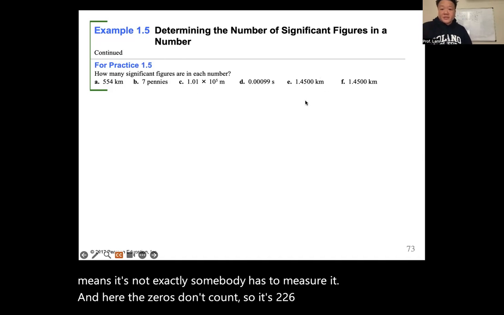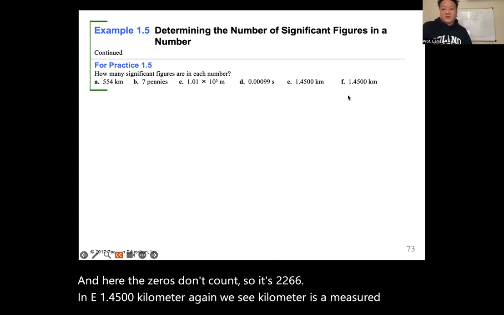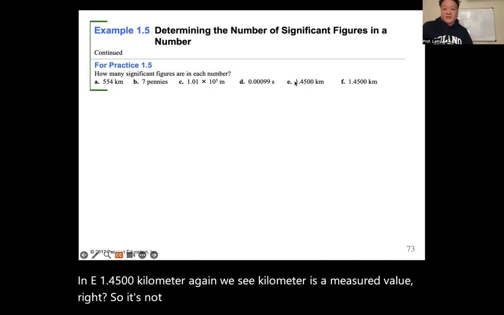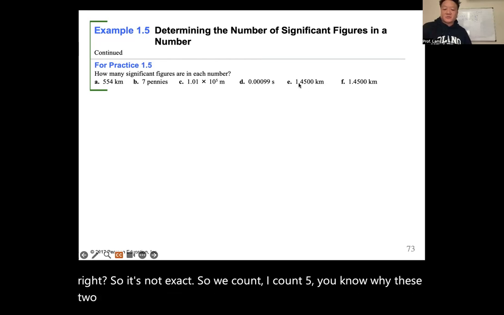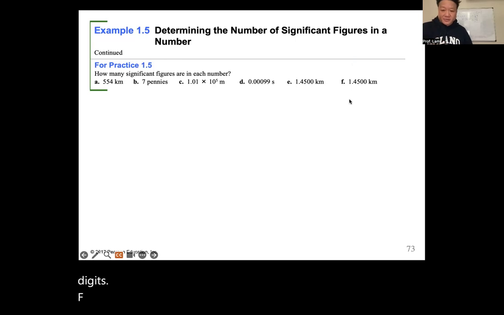In E, 1.4500 kilometer. Again, we see kilometer is a measured value, so it's not exact, so we count. I count 5. You know why? These two zeros occur after a decimal, so they do count. 1.4500, 5 digits. F, oh, it's the same. So we just move on. I think that's a typo.